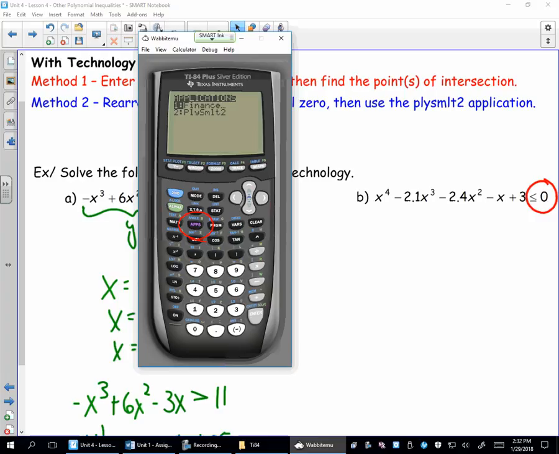Okay, so Polynomial 2. It might not be number 2 on yours. It might be in the list of things on your graphing calculator, but it should be in there. So Polynomial 2, number 2. To get into it, just press any key. It's just telling you this is what it does. We want to find some roots, which is option number 1. We have to tell our graphing calculator what degree your polynomial is. We have a degree 4, so we're going to highlight 4 and press enter.